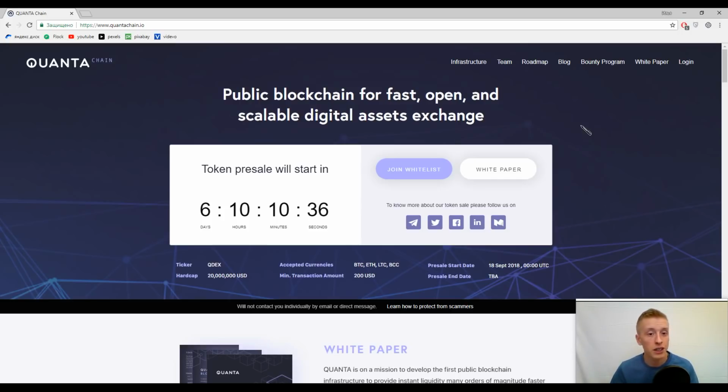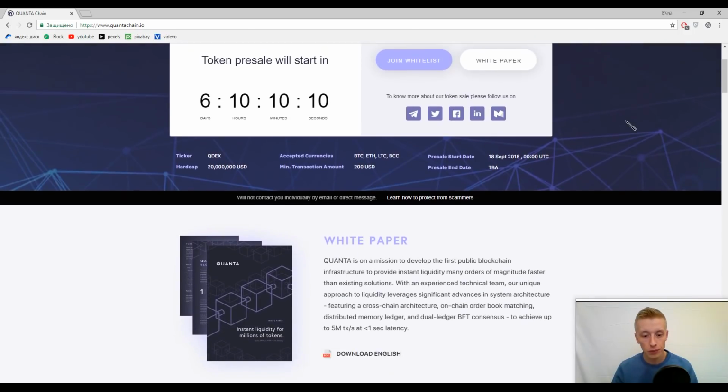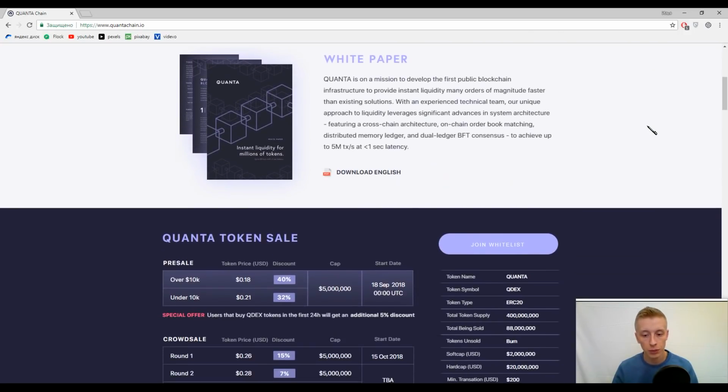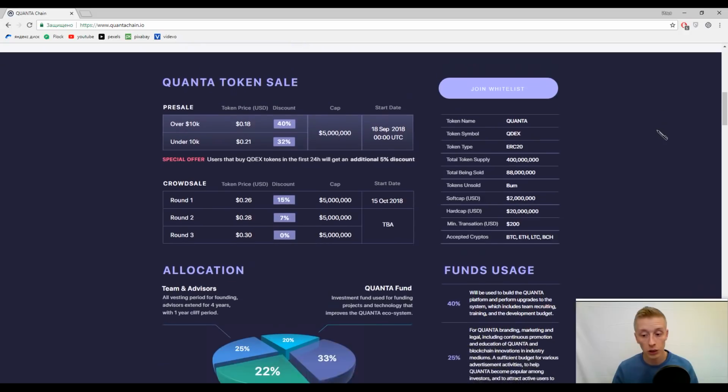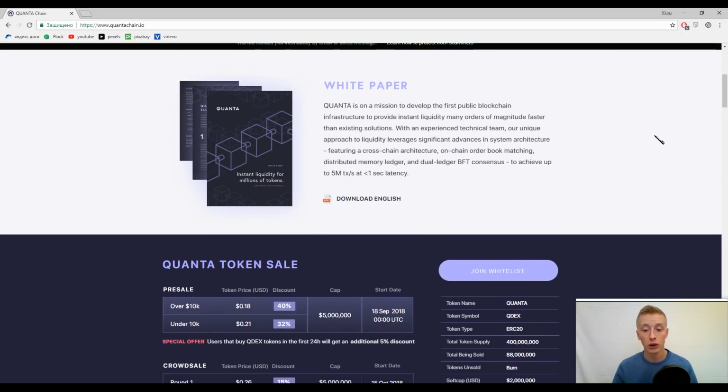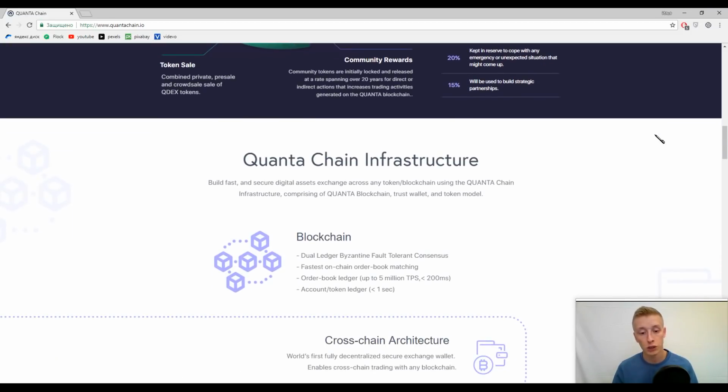Today on the plate is Quanta Chain. Their slogan is public blockchain for fast, open and scalable digital assets exchange. So guys, our task for today is to recognize what Quanta Chain means, how we can use this platform, and to find out the benefits of Quanta Chain. So let's go. They wrote information about the tokens at the beginning of their website, so for now let's drop it and talk about this platform.